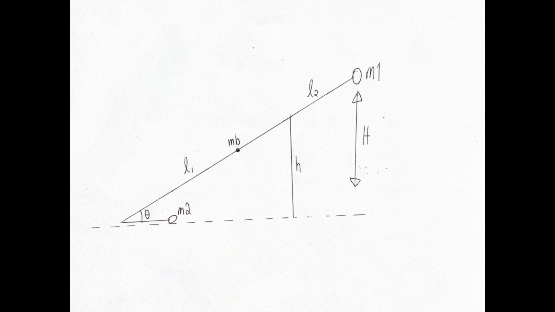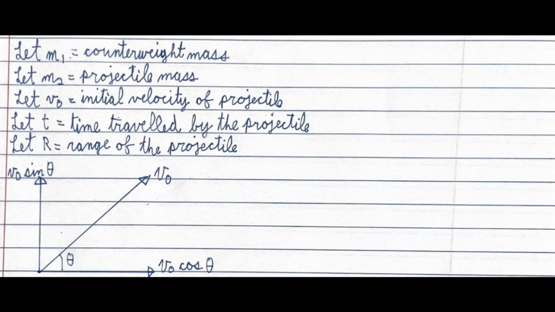fired. Since I'm trying to answer the question of how changing the counterweight's weight affects the range, I will be assuming that all of the variables except for m1 and m2 remain constant. Before we get to the actual calculations, I'm going to quickly define some variables. So we're going to let m1 be the counterweight mass, m2 will be the projectile mass, v naught will be the initial velocity of the projectile, lowercase t will be the time traveled by the projectile, and finally, capital R will be the range of the projectile.